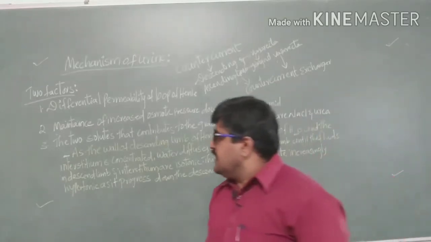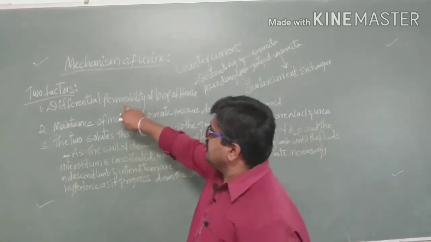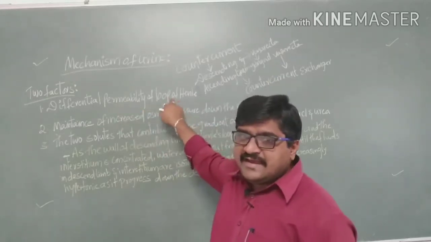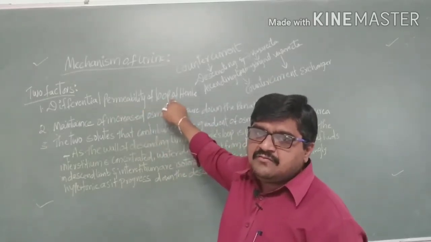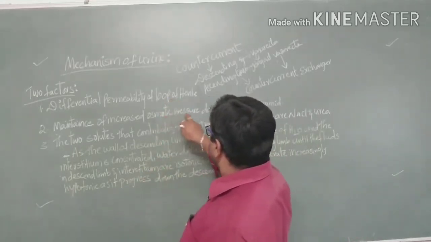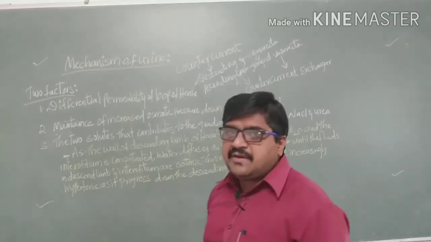It also takes place by two factors. One is the differential permeability of the loop of Henle, and the second is the maintenance of increased osmotic pressure down the renal pyramids.